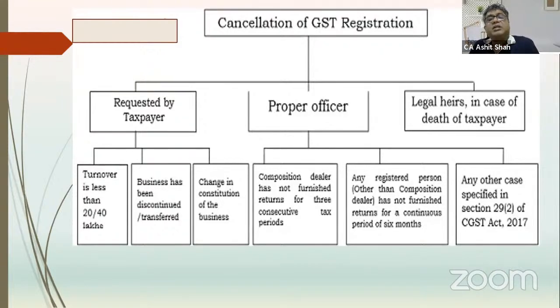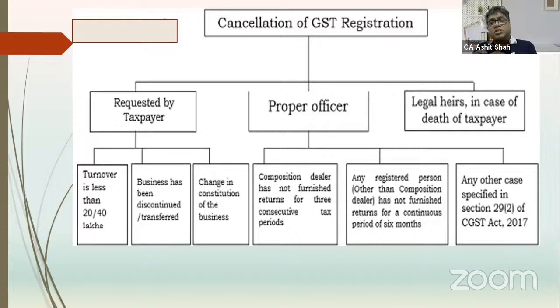Right. Now let us see under which situation the taxpayer can request for the cancellation. If the turnover is less than 20 lakhs or 40 lakhs rupees, if the business has been discontinued or transferred, or if there is any change in constitution of business, under these three situations, the taxpayer can put a request for the cancellation of registration before the officer, and his registration would be cancelled after due verification.